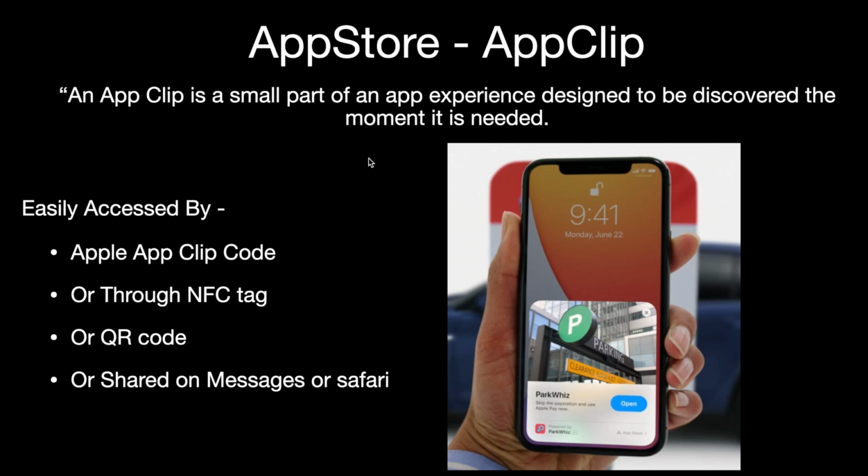So basically, if you want to access any application which is not available on your phone, you can access that application using App Clip, which is a code. App Clip is basically a code through which you can access applications in the App Store. So it's basically easy access to all the applications in the App Store. So that's pretty much it.